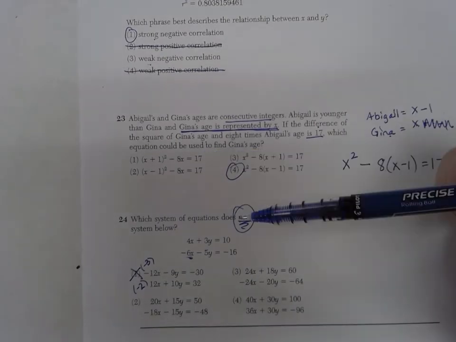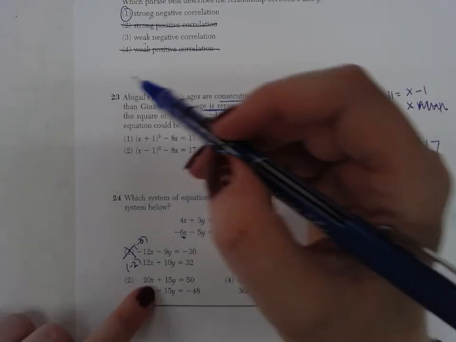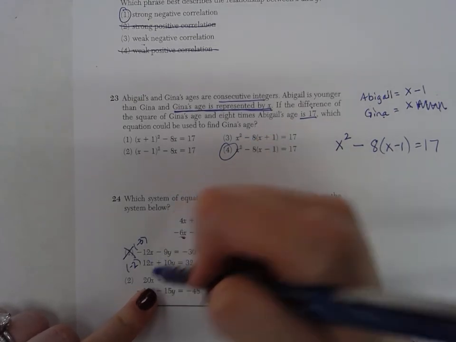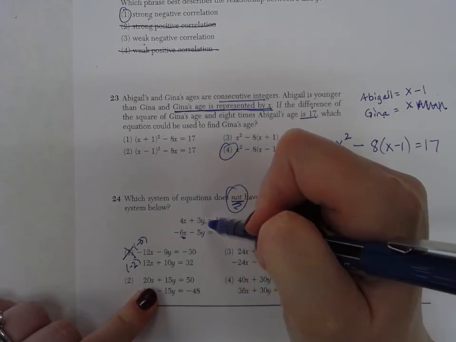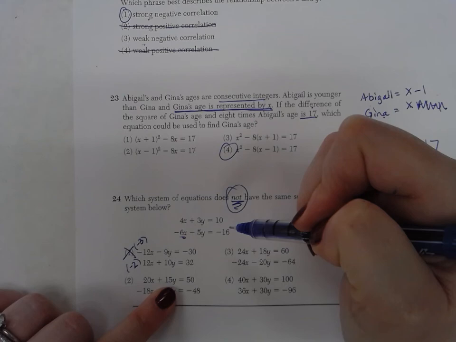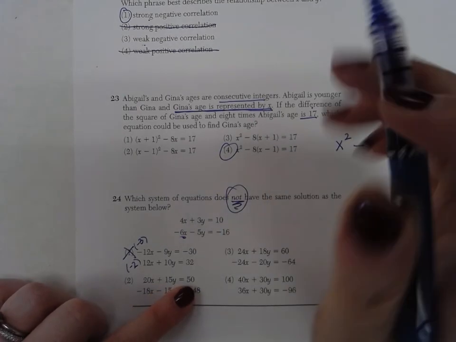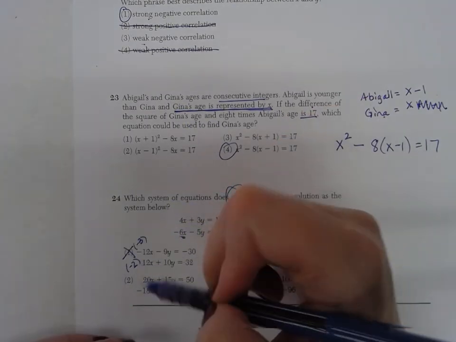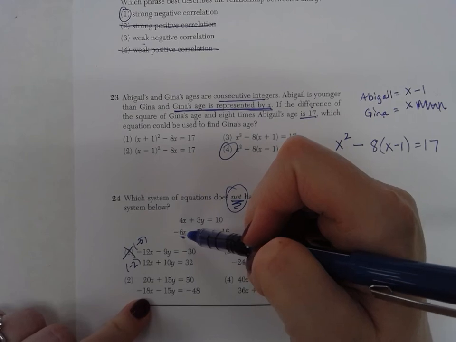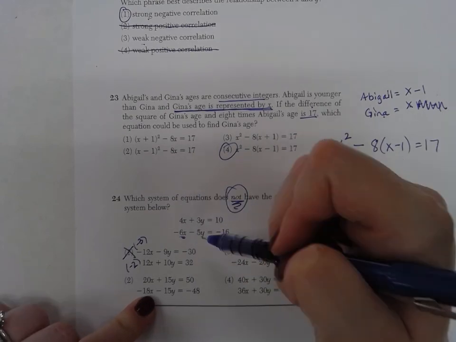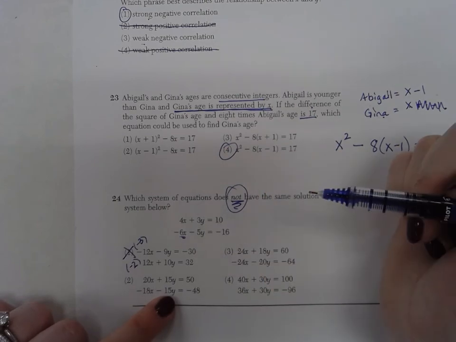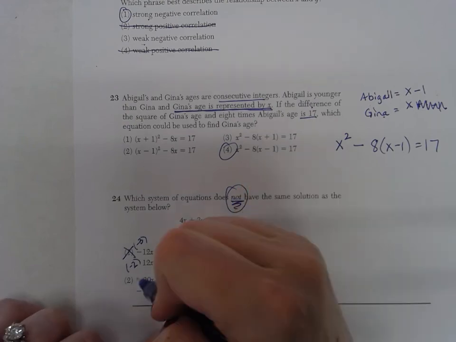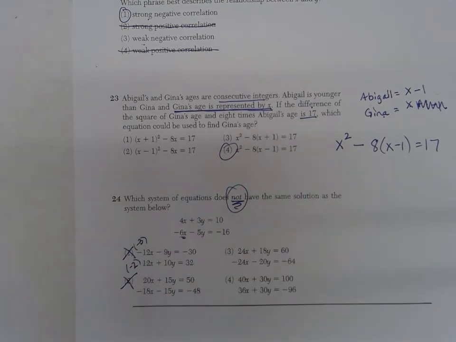Now I'm going to go through and do the same thing with choice 2. To get from a 4x to a 20x, what happened? Well, they multiplied by 5. So let's see if they did that to everything. 3y times 5 is 15. Yes. 10 times 5 is 50. Yes. Now I check my bottom equation. They went from a negative 6x to a negative 18. So they multiplied by 3. Did they multiply everything by 3? Negative 5 times 3. Yes, that checks. Negative 16 times 3 is negative 48. Everything checks. That's good. So it's not my answer.